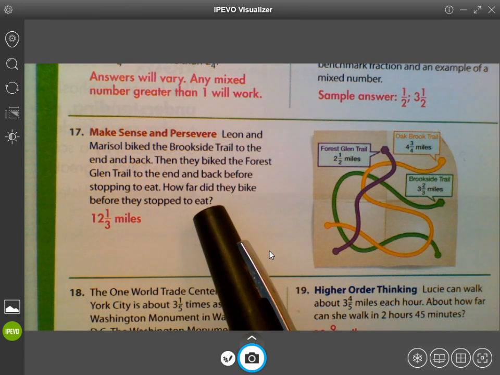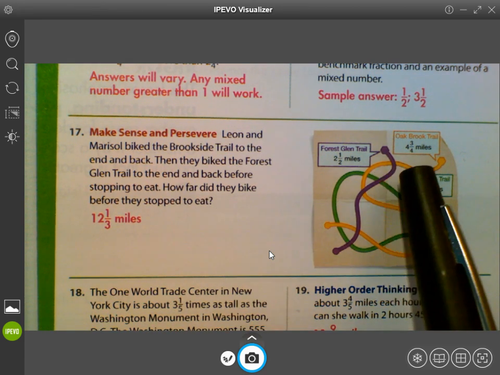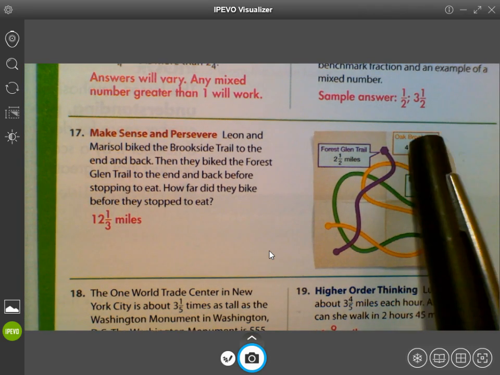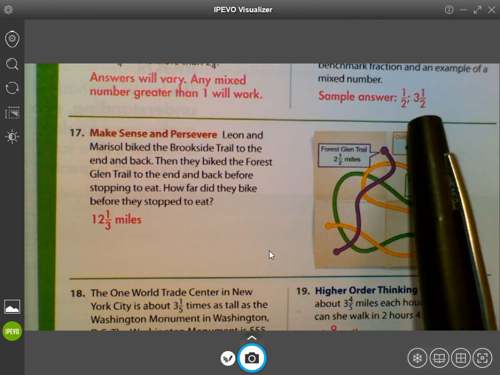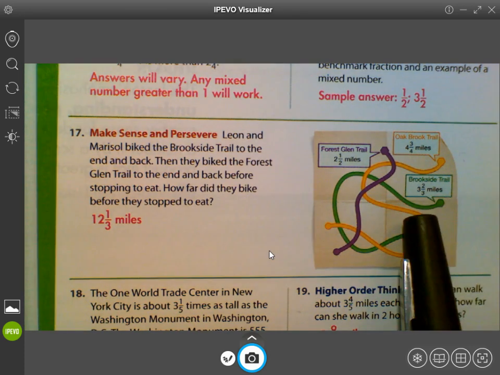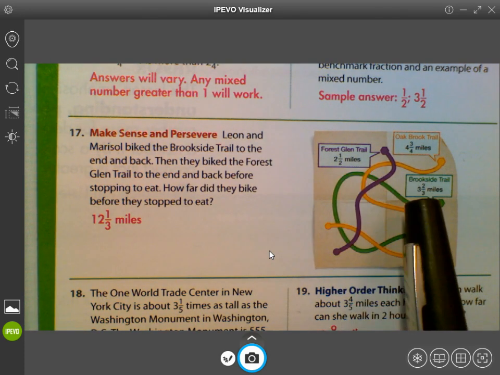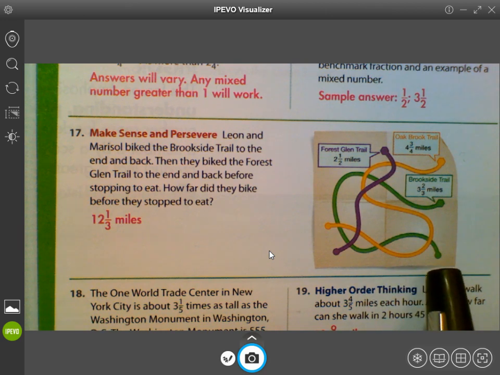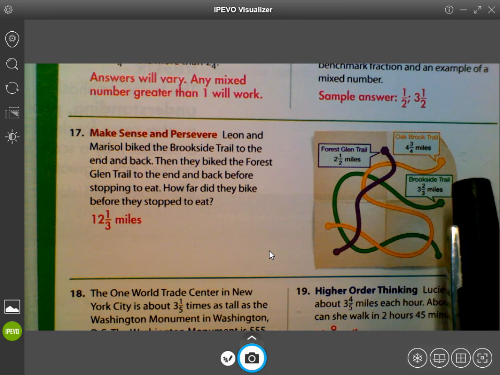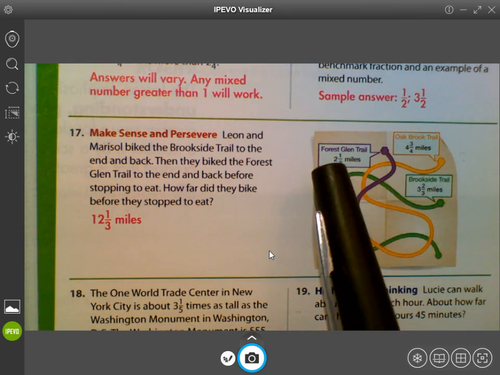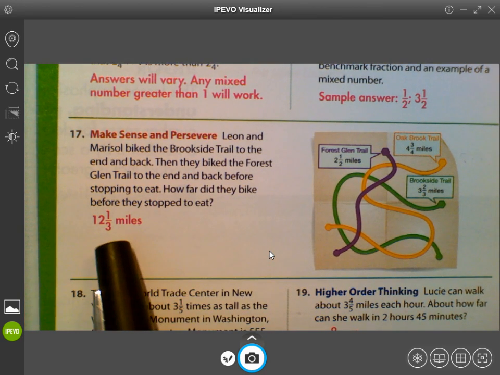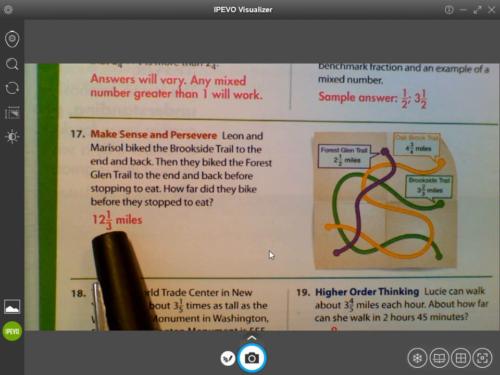So what I saw a lot of people do, and I thought this was really smart, they went over here and put an X through the Oak Brook Trail so that they didn't accidentally add that number, because they didn't say anything about the Oak Brook Trail. Then I saw people think, okay, I have to double both of the trails because they biked it once from start to end and then from the end to the start. So they doubled, or multiplied by 2, 3 2/3, and then 2 1/2. They got those two separate answers. Then they added them together for 12 1/3 miles.